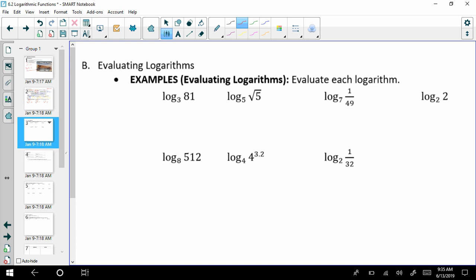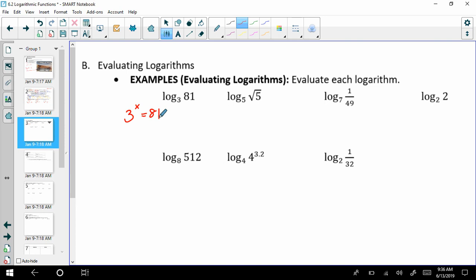Okay, this next set will be a big section of the test, evaluating logarithms, finding me the answer. So let's see if we can figure this out. This first guy, log base 3 of 81, they want the answer to that. So this is asking 3 to what power is 81? That's what it wants me to do. 3 to what gives me 81? That's what I want to find.